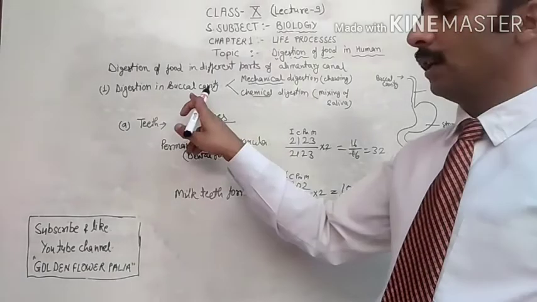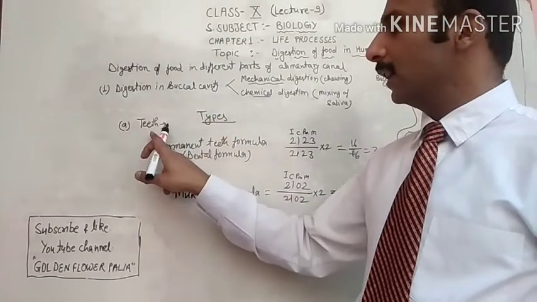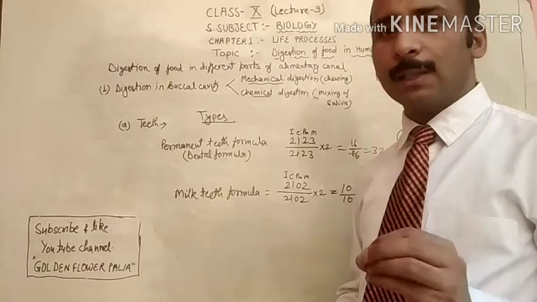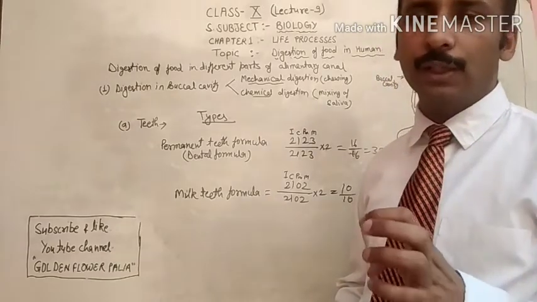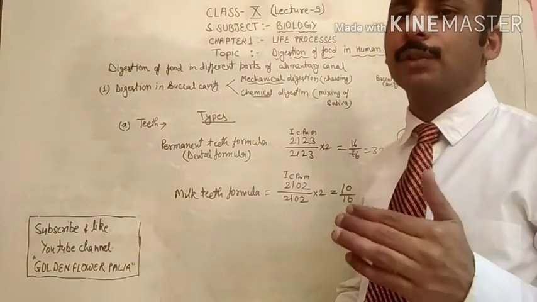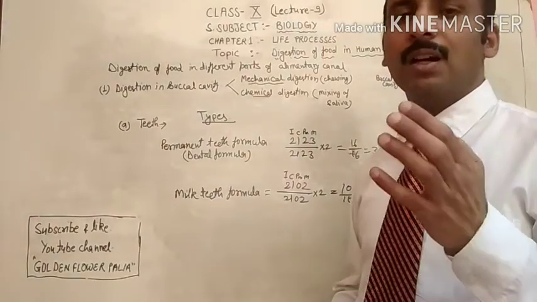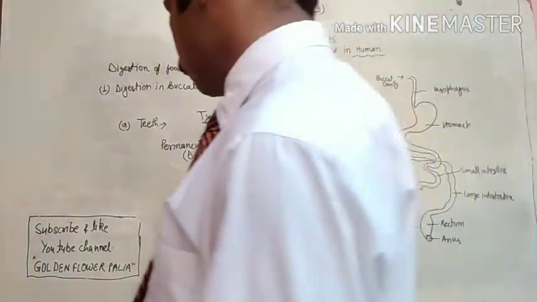So I was discussing the buccal cavity. In the buccal cavity, the first one is the teeth, which help in the process of digestion of food. They are helpful in the process of breaking or chewing the food.